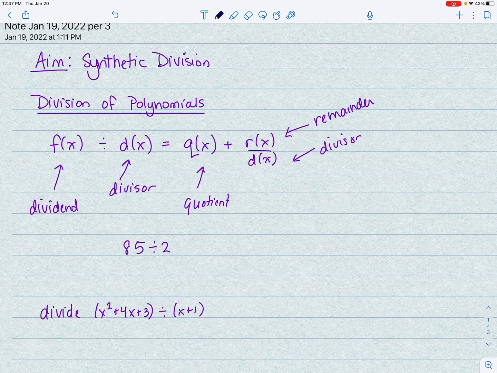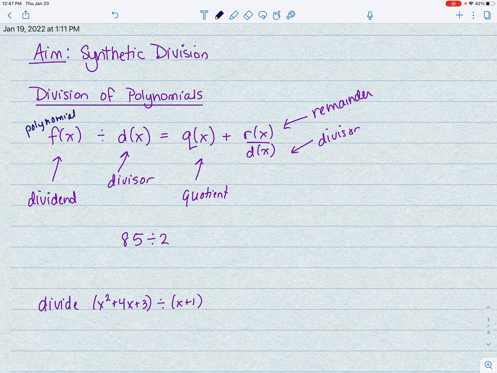If you're going to do a division problem, the function that will be given, the polynomial, is called the dividend. Whatever you're dividing by is called the divisor. Your answer is called the quotient, but sometimes there is a remainder. When you divide, it doesn't always divide evenly. So you always put that remainder over the divisor.